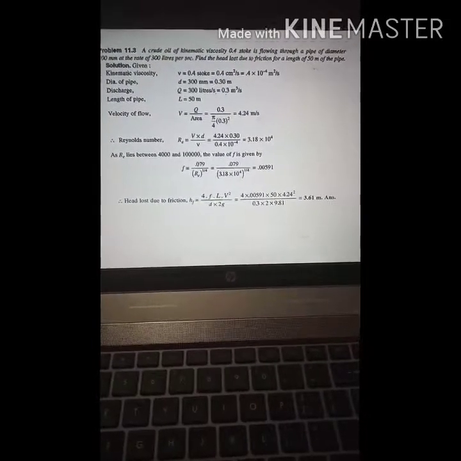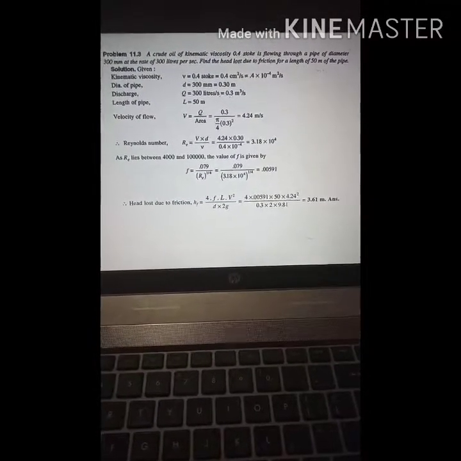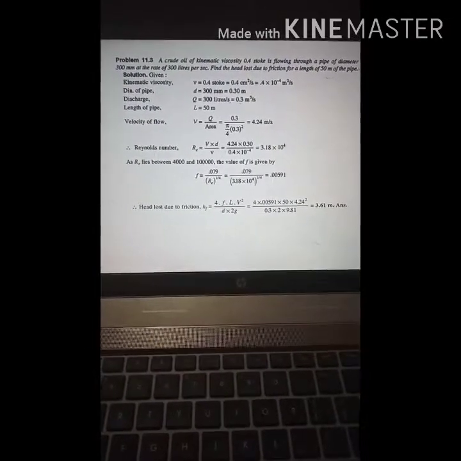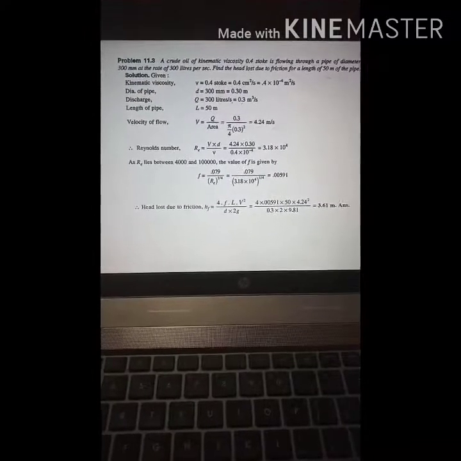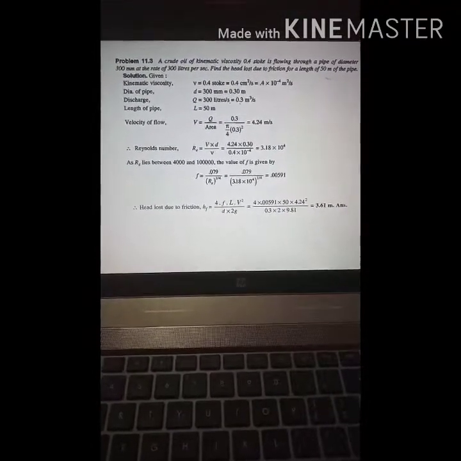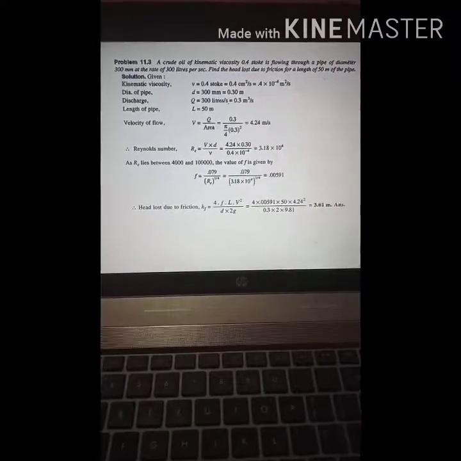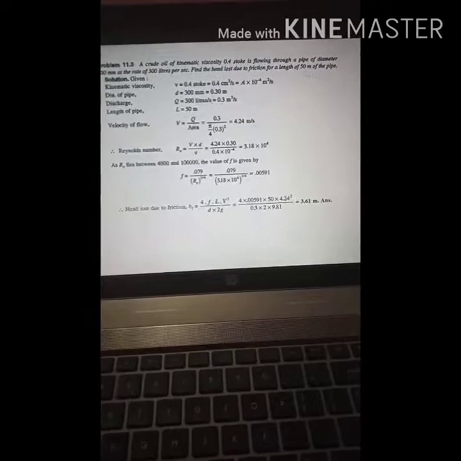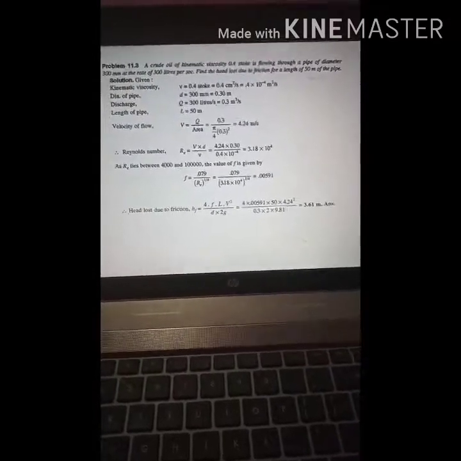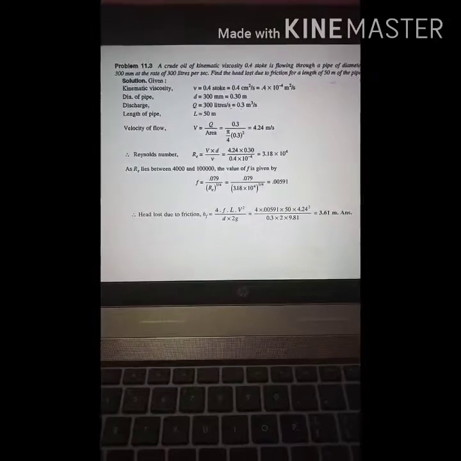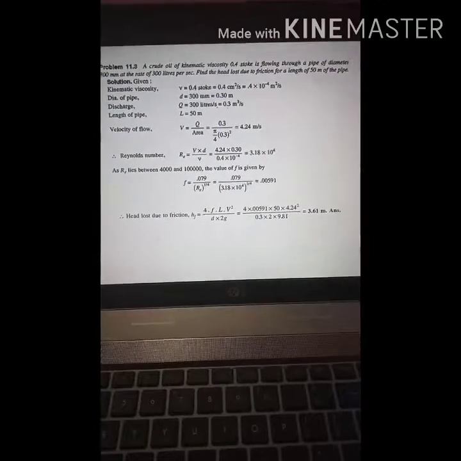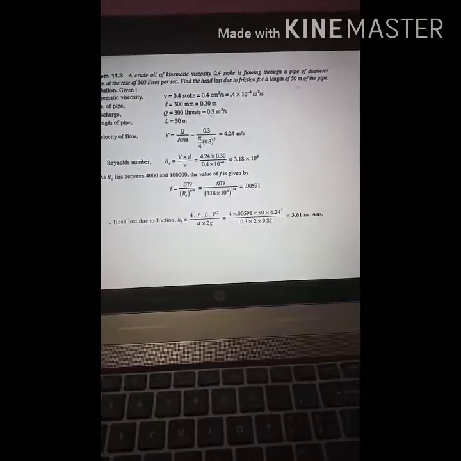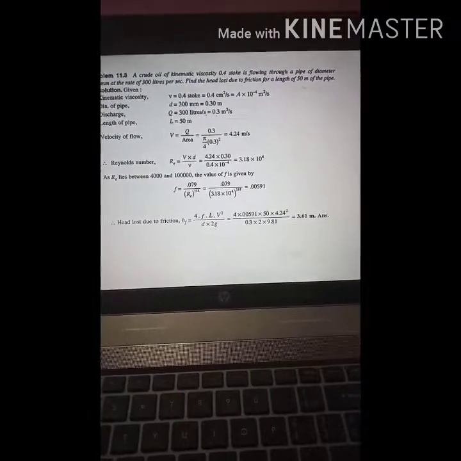A crude oil of kinematic viscosity 0.4 stokes is flowing through a pipe of diameter 300 mm at the rate of 300 liters per second. Find the head loss due to friction for a length of 50 meter of the pipe. Now here the kinematic viscosity is given 0.4 stokes, which is calculated as 0.4 centimeter square per second or 0.4 into 10 raised to minus 4 meter square per second. Diameter is given as 300 millimeter or 0.3 meter. Discharge is 300 liter per second. Converting, you will get 0.3 meter cube per second. Length of the pipe is 50 meter.